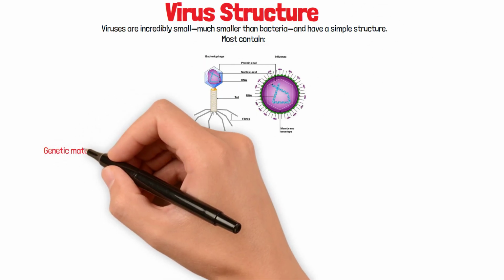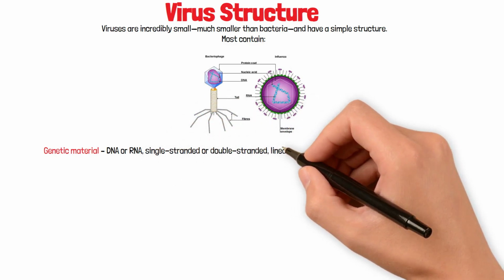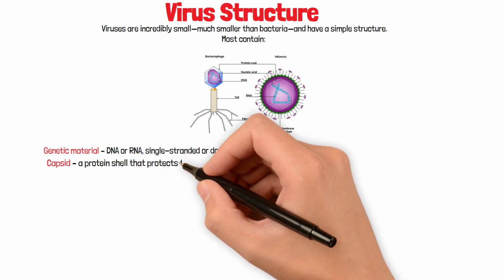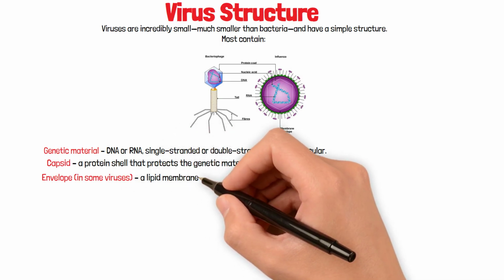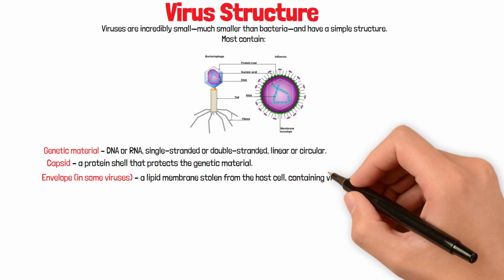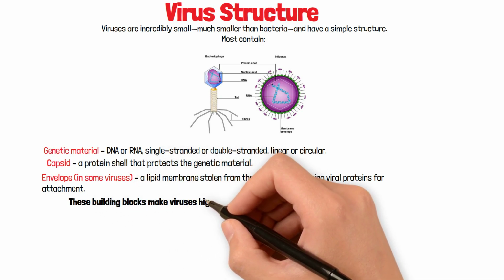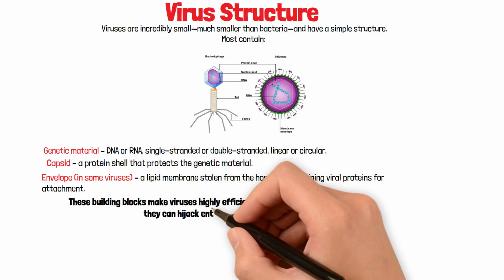Viruses are incredibly small, much smaller than bacteria, and have a simple structure. Most contain genetic material, DNA or RNA, single-stranded or double-stranded, linear or circular. Capsid, a protein shell that protects the genetic material. Envelope, in some viruses, a lipid membrane stolen from the host cell containing viral proteins for attachment. These building blocks make viruses highly efficient. With just a handful of genes, they can hijack entire cellular systems.